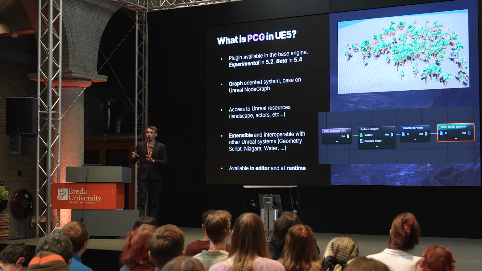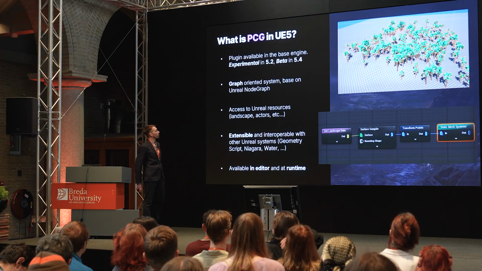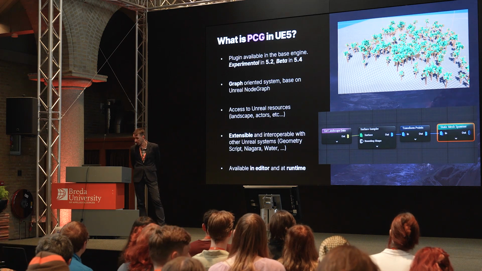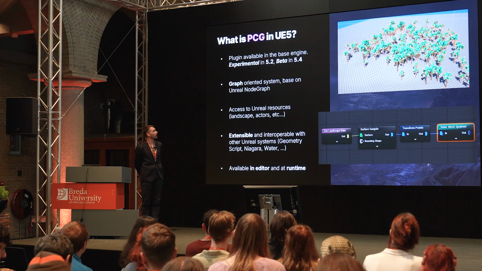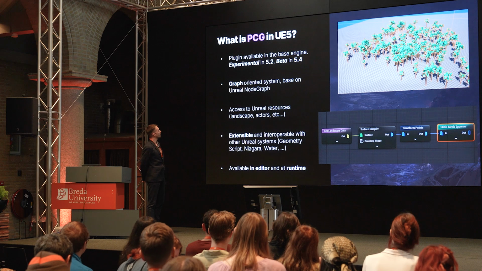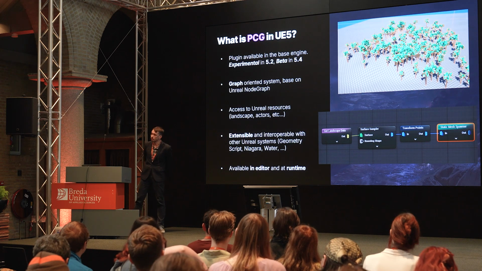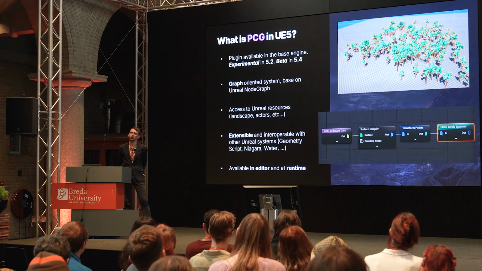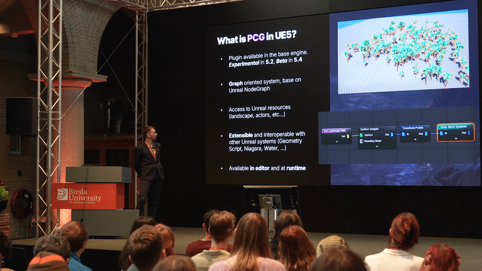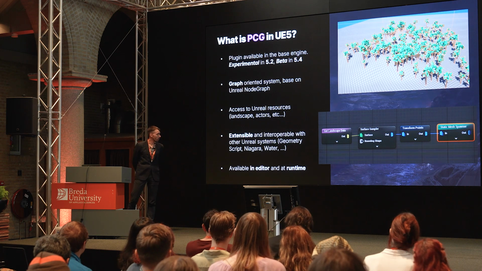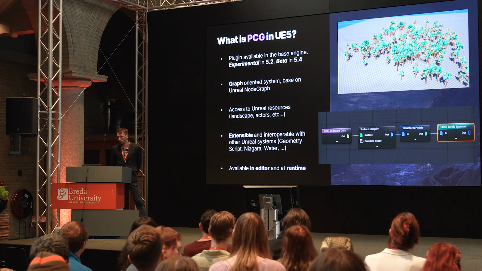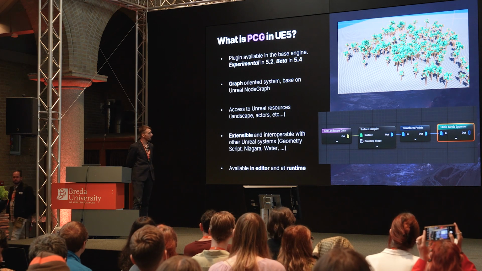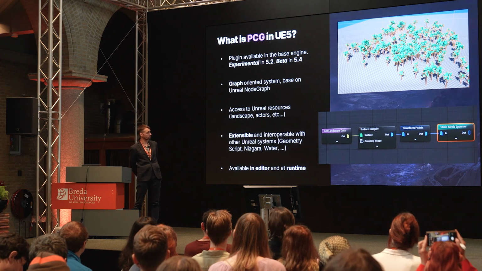So just a quick recap so that we are all on the same page about PCG in Unreal. This is a plugin that is available since 5.2 as experimental. It went out in beta in 5.4. It's a graph-oriented system based on the Unreal node graph. It has access to Unreal resources like landscape and actors, and it's also extensible and interoperable with every Unreal system like geometry script, Niagara, water, and it's available in editor and at runtime.